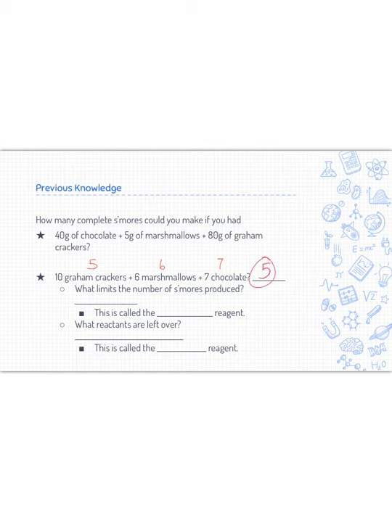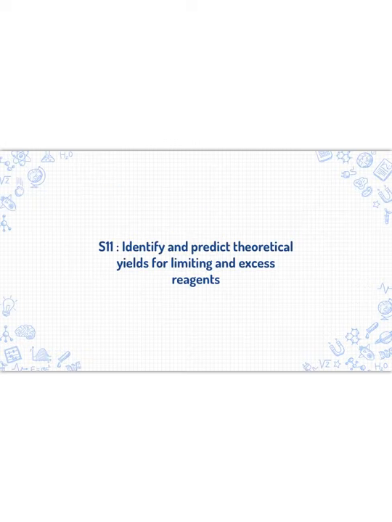So what limits the number of s'mores produced? It was our graham crackers. This is called the limiting reagent. What reactants were left over? Marshmallows and chocolate. These were called our excess reagents. So our goal here is to identify and predict theoretical yields for limiting and excess reagents. Theoretical meaning stoichiometric.